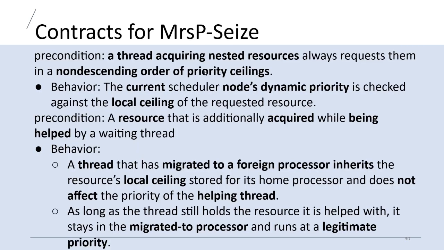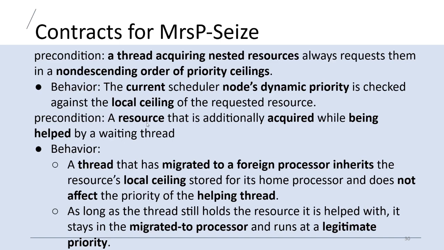And the contract for MrsP says the condition is that a thread acquiring nested resources always requires them in a non-descending order of priority ceiling. The behavior: the current scheduler node's dynamic priority is tracked against the local ceiling of the requested resource.